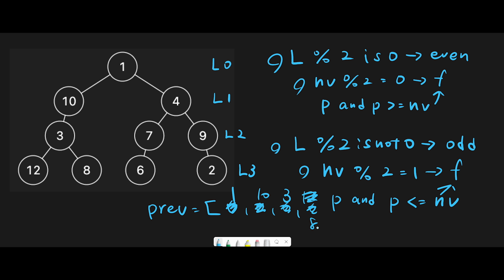So that 8 will be the previous value when we reach 6, right? And then at 6, we are at level 3. So again, we can access prev at 3. Easy, right? So I won't explain everything, but we do the same thing for all nodes. And then if we traverse all nodes successfully, in that case, we should return true. If not, we should return false.